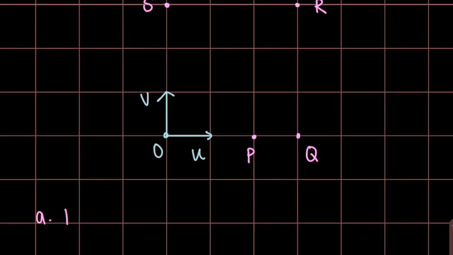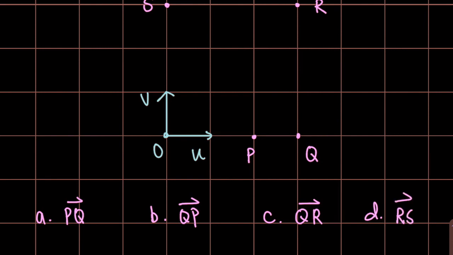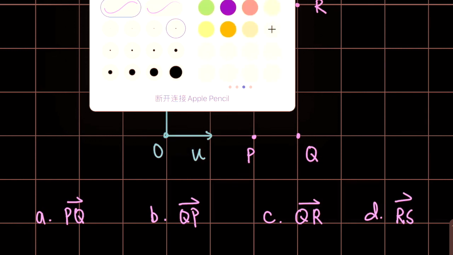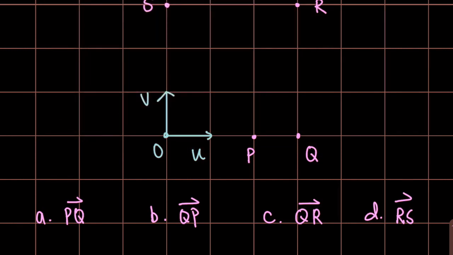The first one is the PQ. Second is the QP. This one is the QR. This last one is RS. Okay. Okay, let me show you the result. The first one, let me show the PQ vector first.